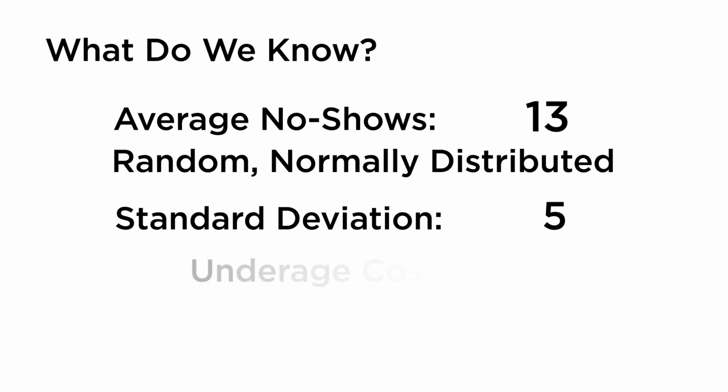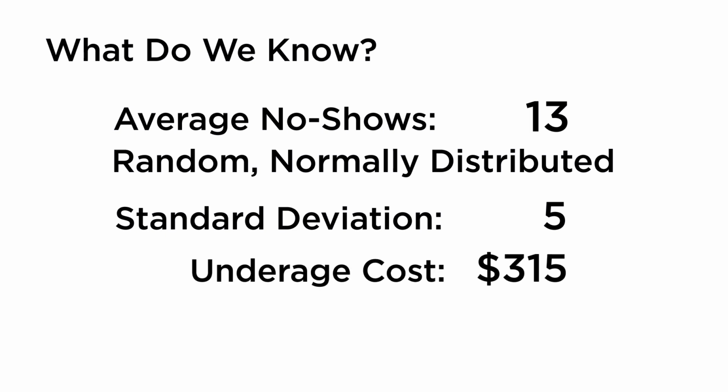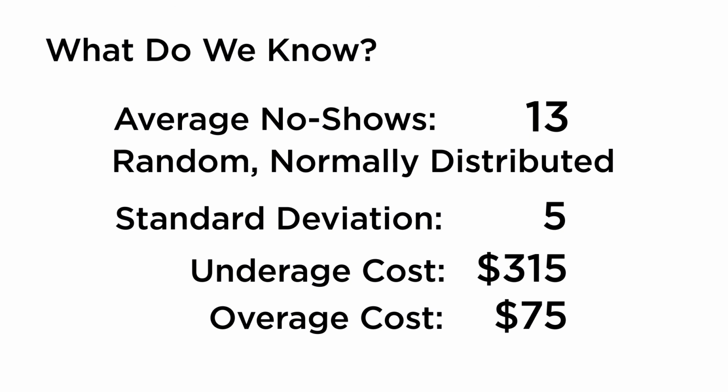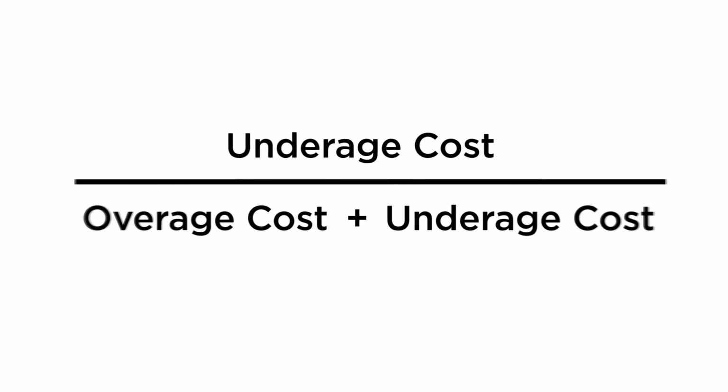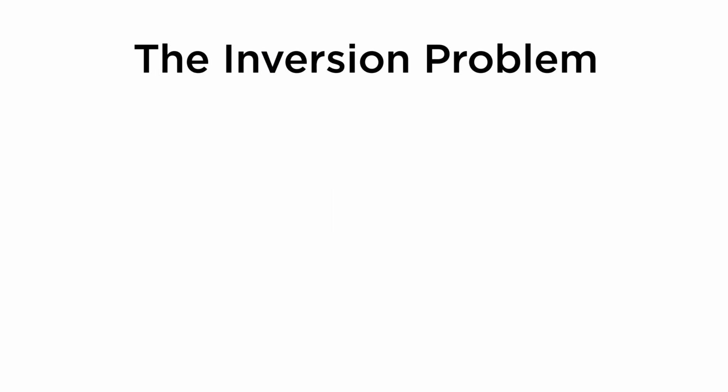We know that the underage cost will be roughly $315, which is the price of that ticket, and the overage cost will be $75, which would be the hotel plus the meal. We can go to our formula and write that the probability that the number of people that will cancel is less than the quantity that we overbook has to be equal to underage over overage plus underage. So in this case, 315 divided by 390, which is 80%. So we need to solve this equation. This is known as the inversion problem for the newsvendor formula.